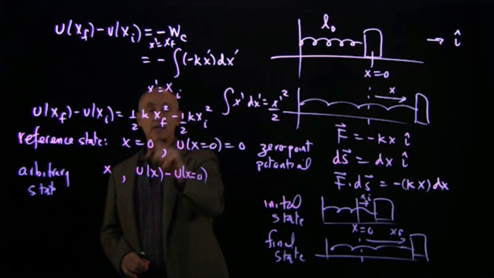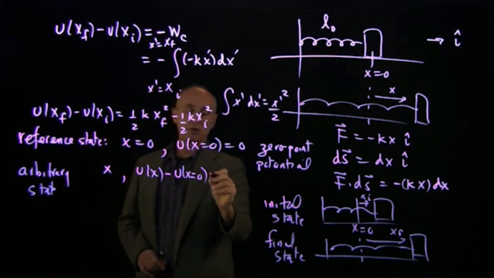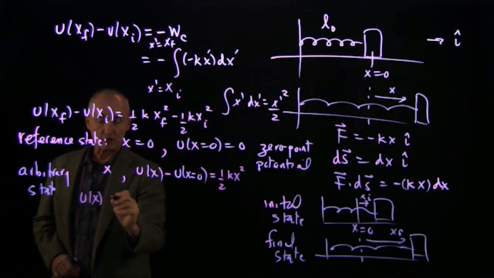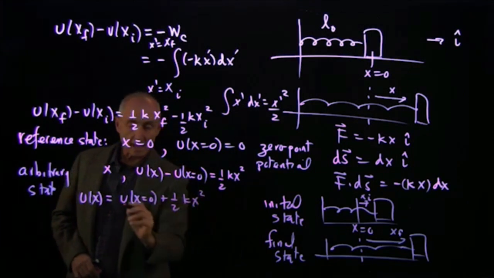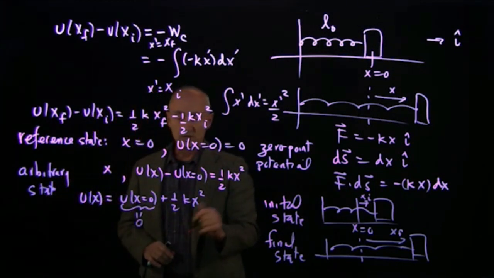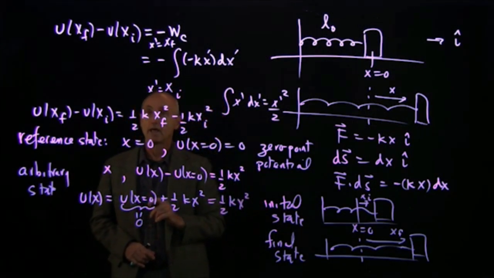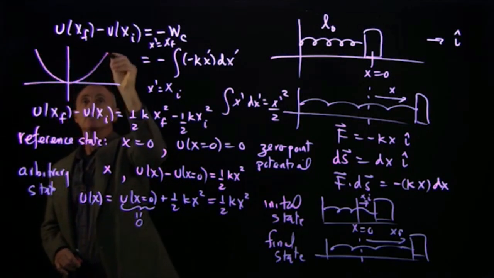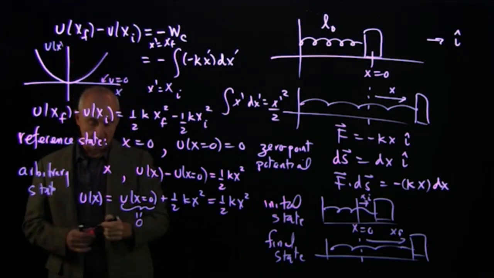Well, if we set x initial equal to 0 and x final equal to x, as we have in this expression, we simply get 1/2 k x squared. So the potential energy function equals our reference potential plus 1/2 k x squared. And we've defined our reference potential to be 0. It could have been anything, but we're making it 0 so that we get a nice function, 1/2 k x squared. And again, it's always worthwhile to plot that function. It's a nice parabola, U of x versus x. And you can see down here, that's our reference point.